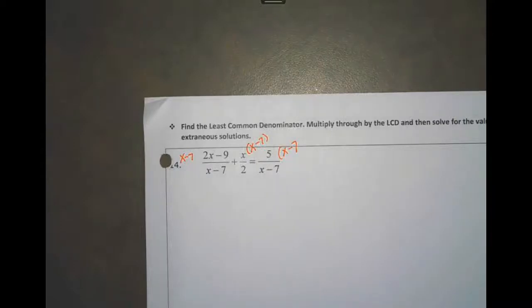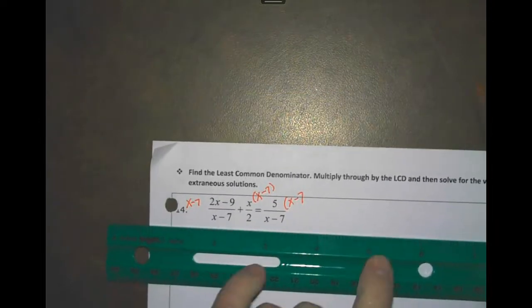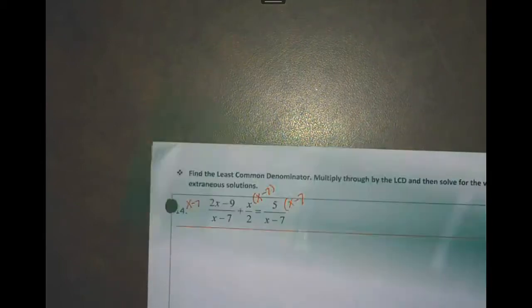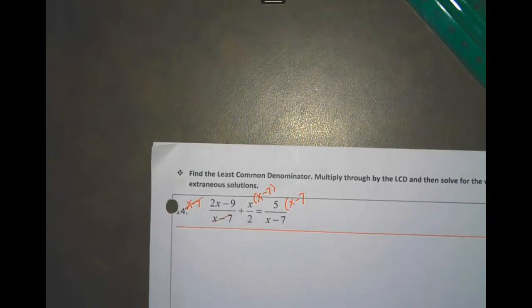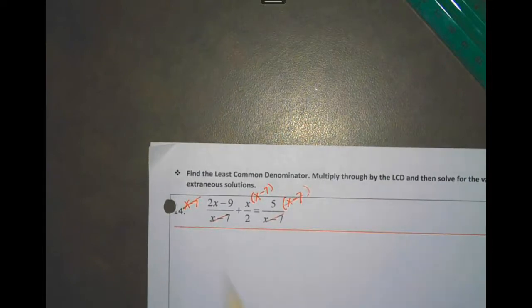In order to solve these problems, instead of multiplying by the least common denominator, I'm going to work these out one step at a time. I am going to multiply by the first denominator, whatever the first denominator is. That will cancel. In this case, it would be the x minus 7. That would cancel the x minus 7's there and there. What do I have left?